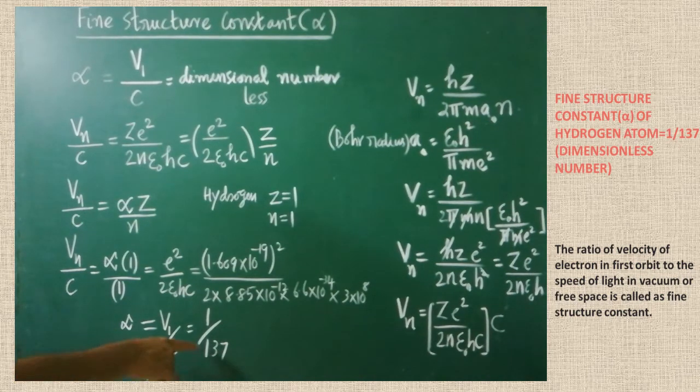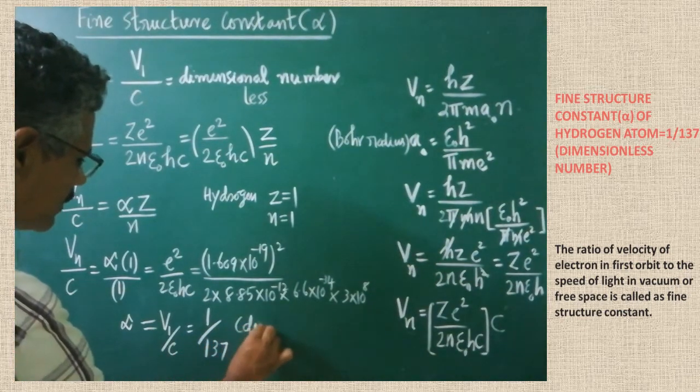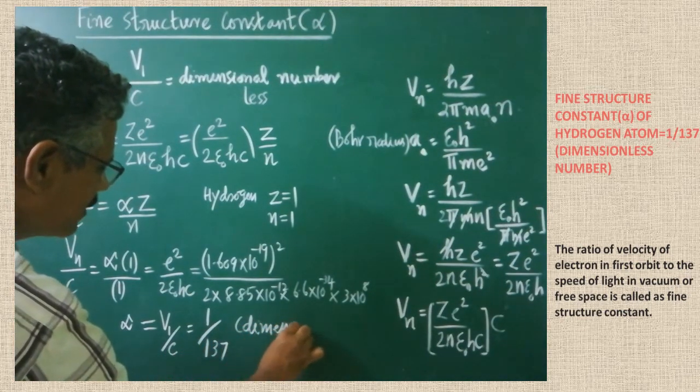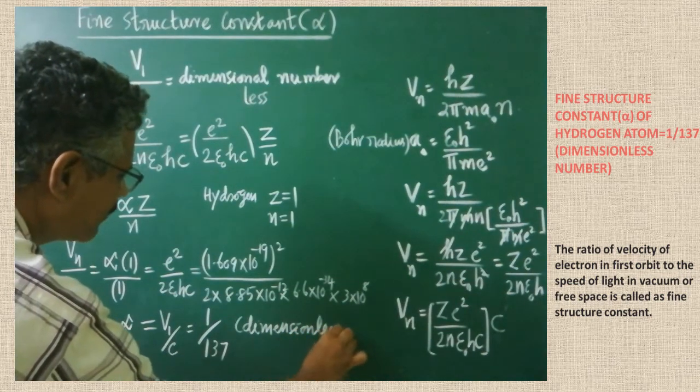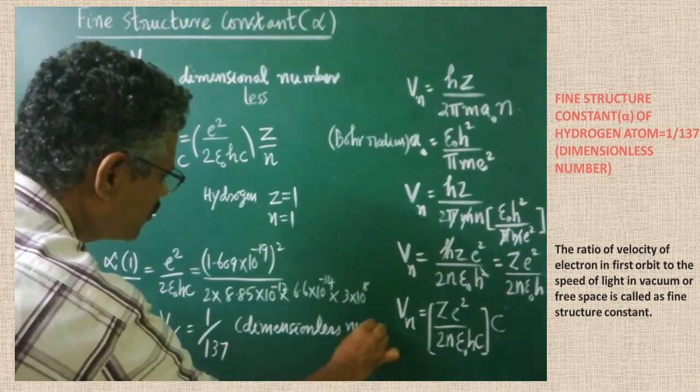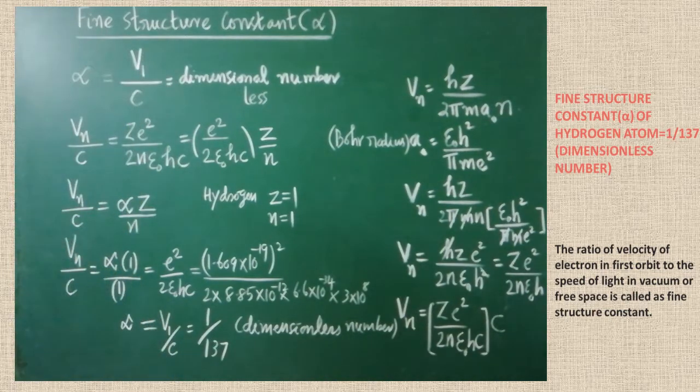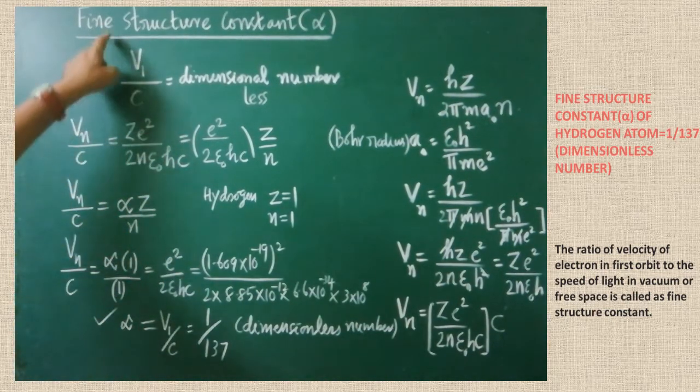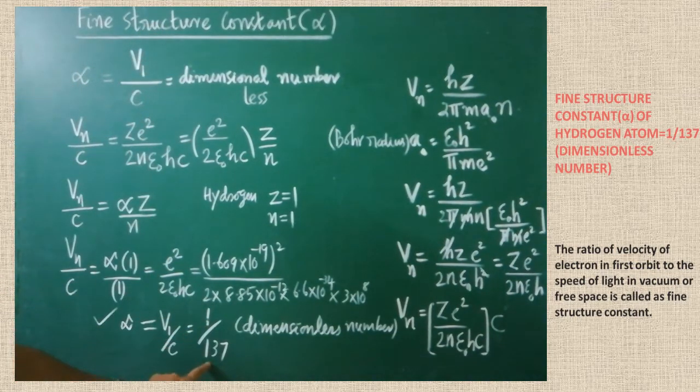This one may be asked in the examination. Alpha does not have any unit. It is a dimensionless number. Since it is introduced for the first time, there may be a chance of this question being asked. So alpha is called the fine structure constant. Its value is 1 by 137. It is a dimensionless number. Alpha is nothing but the ratio of the speed of the electron in the first orbit to the speed of light.